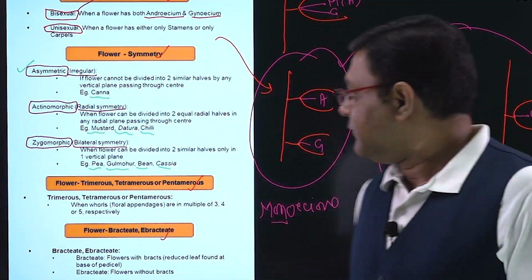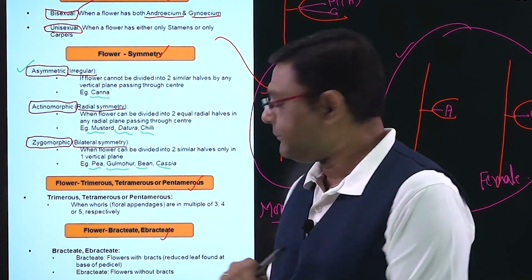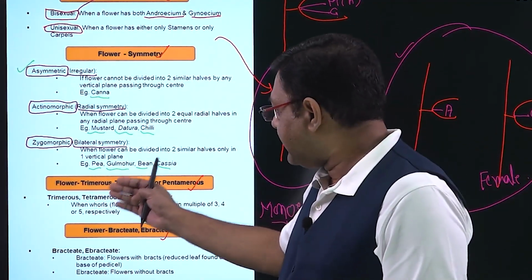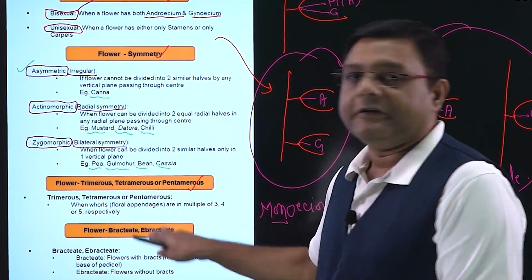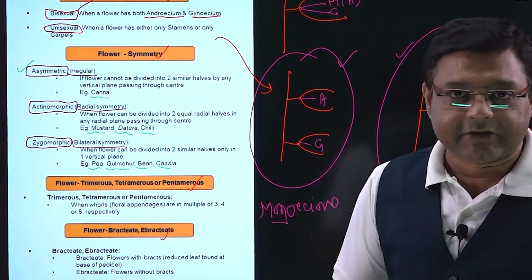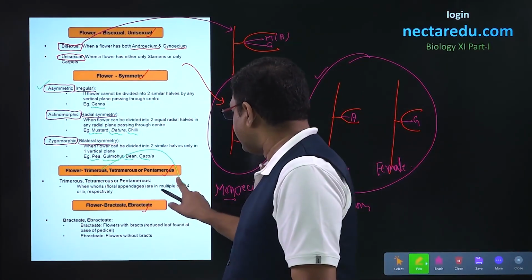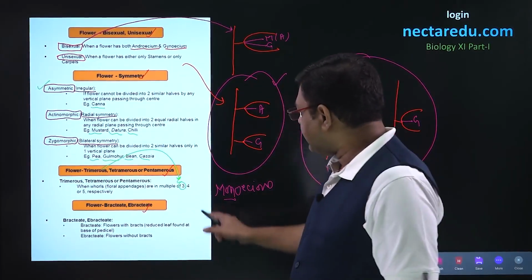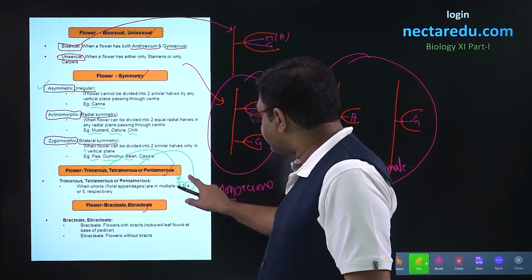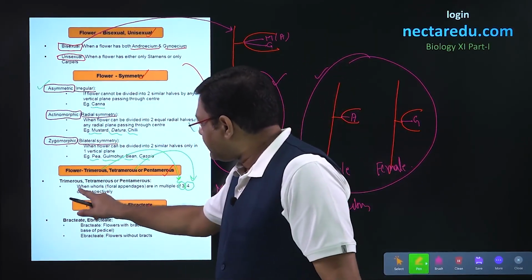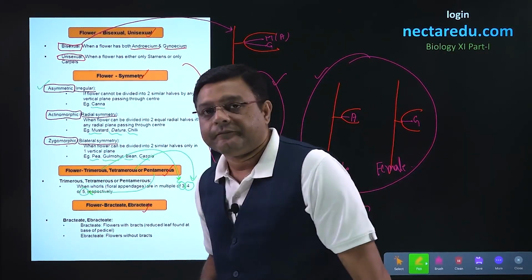After symmetry, we move to the next term, that is trimerous, tetramerous or the pentamerous. Now, these terms represent the whorls. So, multiples in which whorls are present. If whorls are present in multiple of 3, we will call it trimerous condition. If whorls are present in the multiples of 4, we will call it tetramerous condition, and if these are present in the multiples of 5, we will call it pentamerous condition.